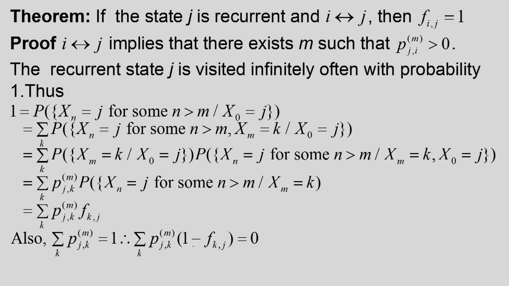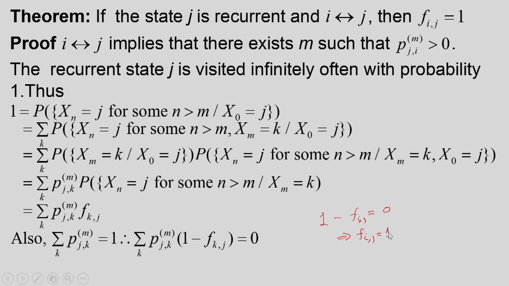Now all these are non-negative quantities. So suppose one is 0, the other must be non-zero, like that. So I know that Pji^m is greater than 0. In that case, because I have put k equal to i, 1 minus Fij must be equal to 0. Because whenever this is greater than 0, 1 minus Fij must be equal to 0, which implies that Fij is equal to 1.